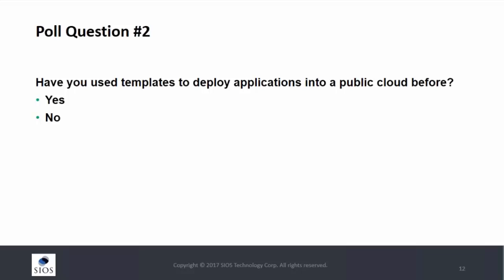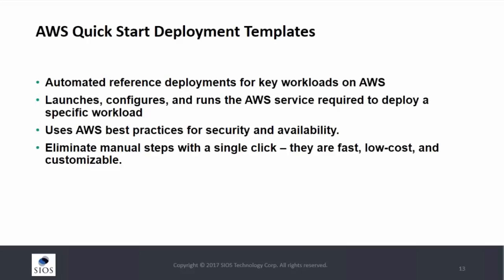And it can be a little daunting to go from on-premise to doing a cloud deployment. One of the things that actually allows you to make that transition a little bit easier, a little bit smoother, is the idea of using quick start deployment templates. These quick start deployment templates really are a way to automate a lot of the heavy lifting of configuring your application in the cloud environment.